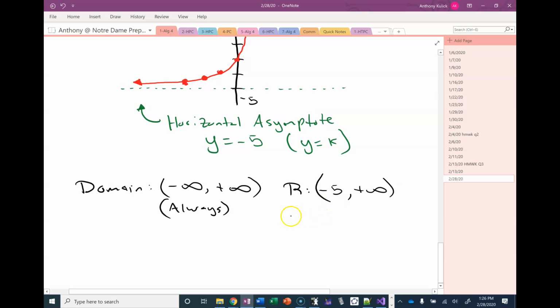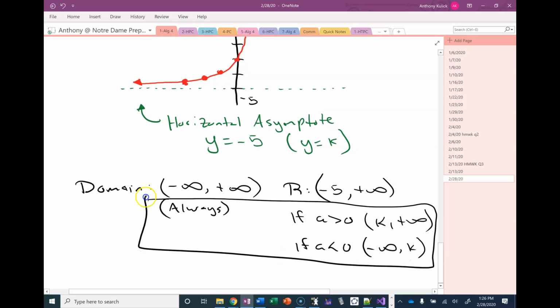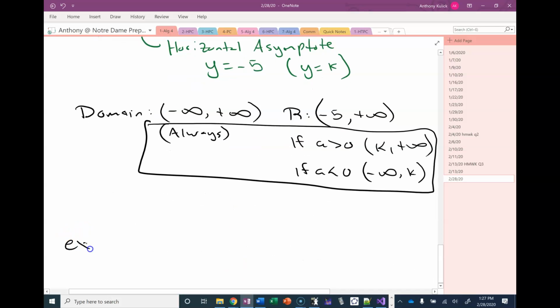So in general here, if the a value is positive, we'll go from k to positive infinity. And if that a value is negative, we'll go from negative infinity up to k. So this is like the general statements for these. Yep, just depending on whether the coefficient there, the a, is positive or negative.